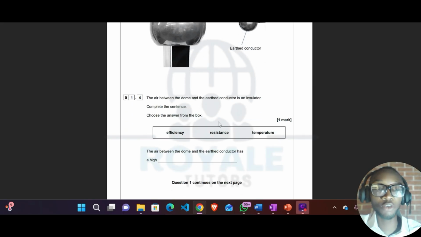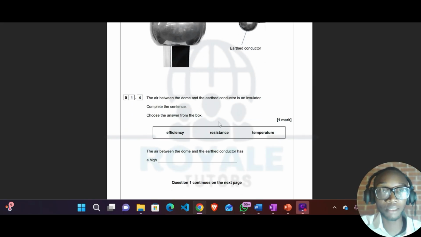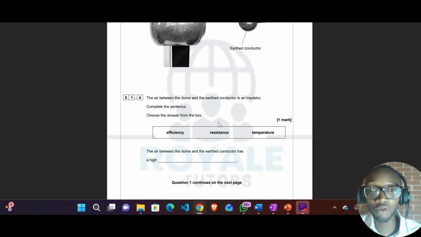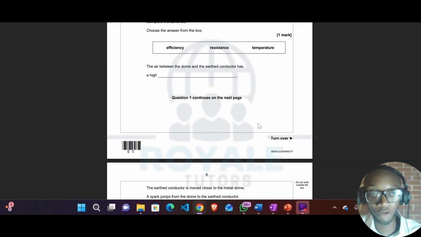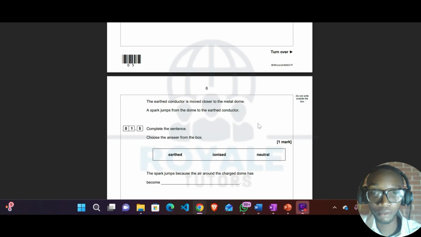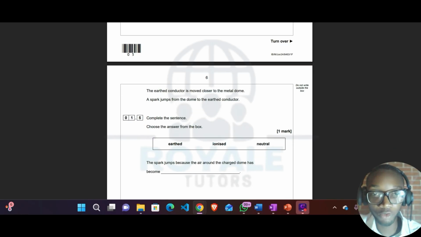So when you have two separate objects, one could be a conductor and one could not be, depending on the gap or the distance between the two objects, it will increase the resistance and prevent charges from getting from one of the objects to the other. Now the earthed conductor is moved closer to the metal dome. Now a spark jumps from the dome to the earthed conductor.